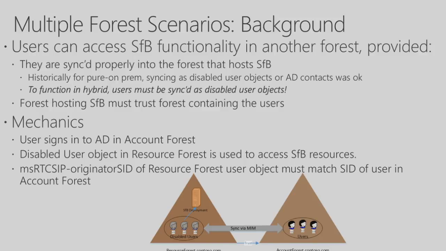Somebody on-prem already set up Microsoft Identity Manager that syncs the users over as disabled user objects into the other forest, and that's where the Skype deployment is. And you can see that forest trusts the account forest. And what happens is that those disabled user objects are actually the accounts that interact with the Skype service. And when you try to sign in with your client, we're going to look at the msRTCSIP-OriginatorSID in the resource forest, and we need to ensure that that matches the actual SID in your account forest. And that's how we ensure that it's the right person logging on.